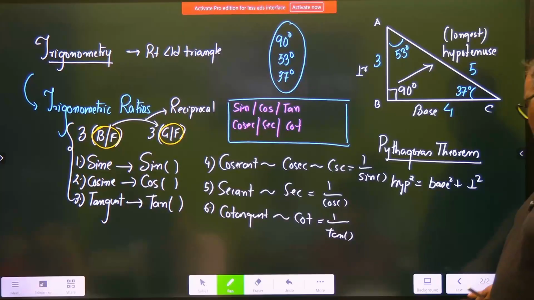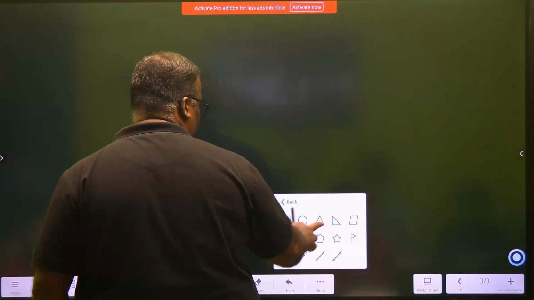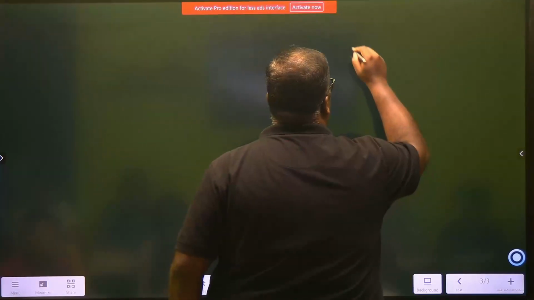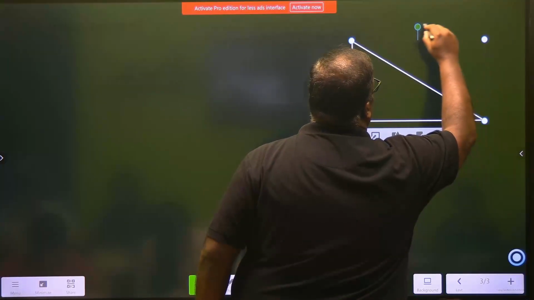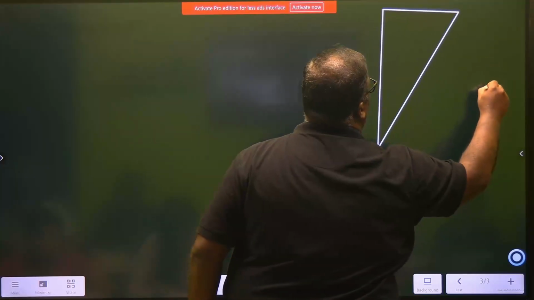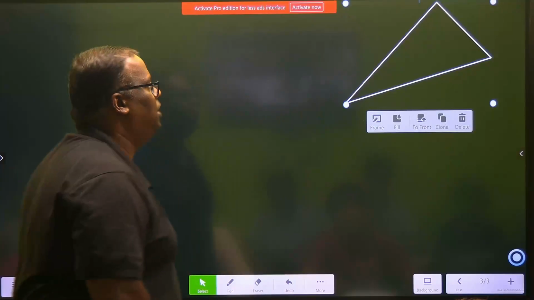Okay. Once we go to the next slide, again make your right angle triangle. And this time, I'm making my right angle triangle a little bit like this. Deliberately, I have made it like this. Okay.